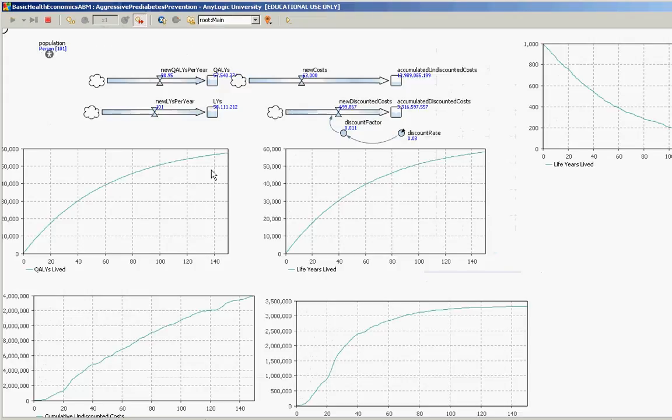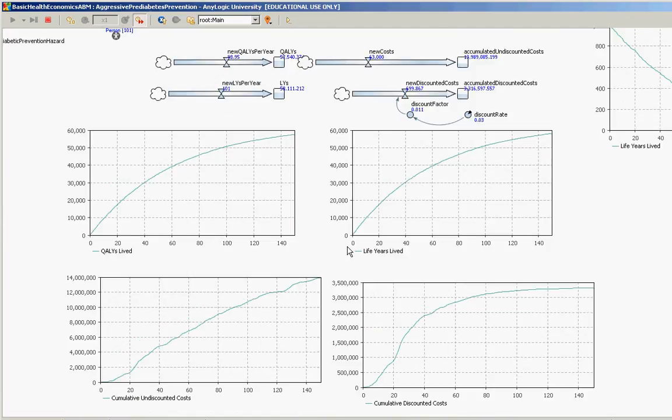So here was the result of our scenario. You'll notice that it was running while I was showing you the individual level view. You'll notice that quality adjusted life years lived are significantly higher. They went up from something like 43,000 to something like 58,000. And cumulative discounted costs is significantly lower. It was upwards of 8 million, and now it's between 3 and 3.5 million. Maybe it's about 3.4, 3.35 million.